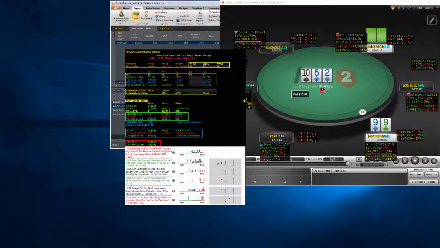Where it's actually important is when we have some kind of a hand, like let's say top pair medium kicker, we called on the flop, then on the turn he checked, and we should really try to think if we want to bet on the turn.